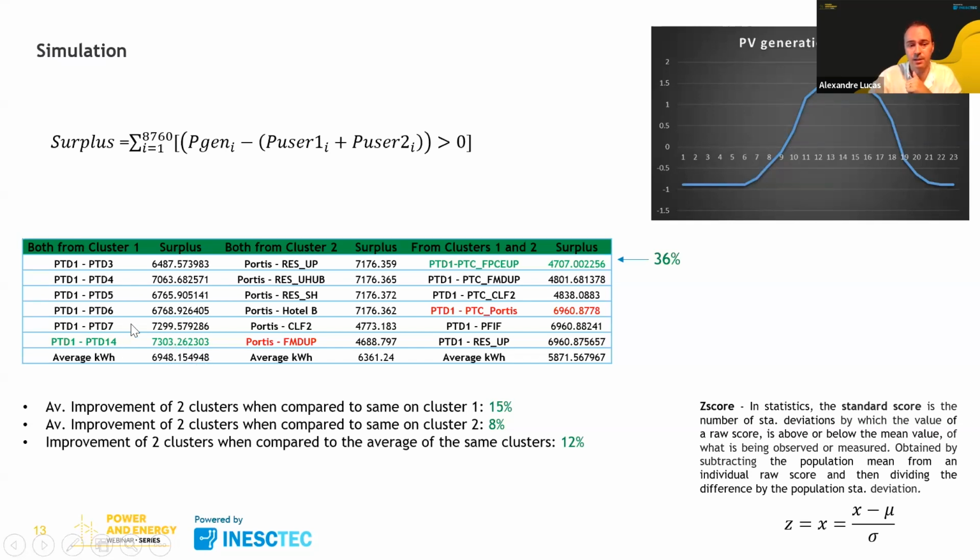So you can see here that in the third column, when we paired consumers from different clusters, we were able to have on average a 12% improvement. So less surplus energy, more self-consumption. This is not always true. There were some cases that we found that consumers from the same cluster actually outperformed when paired with another from another cluster.